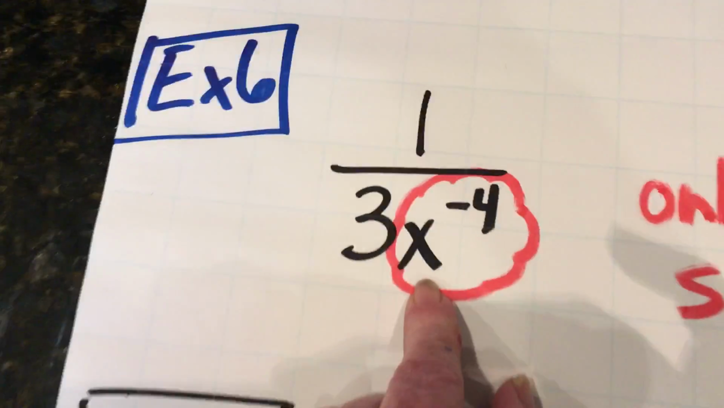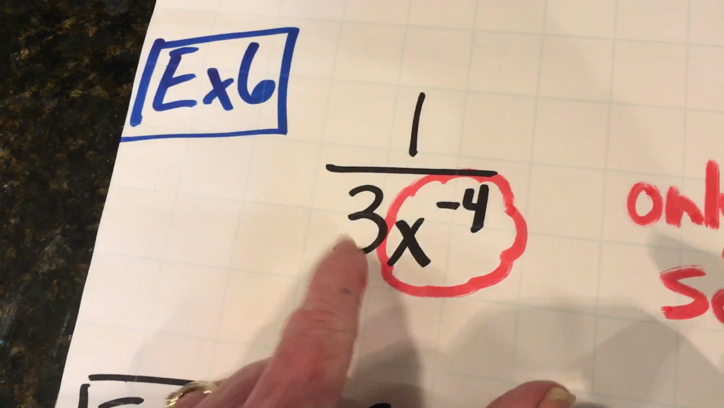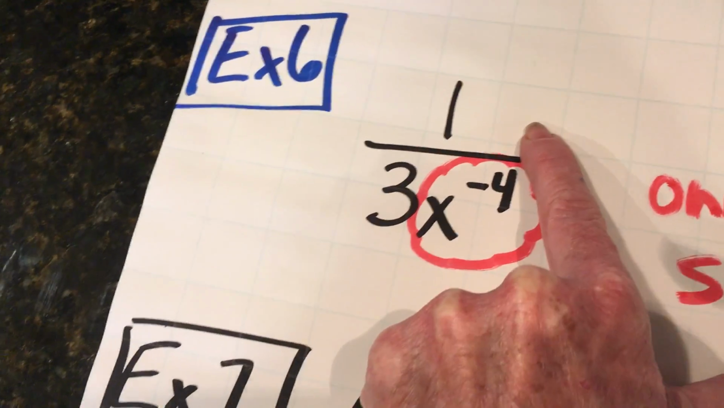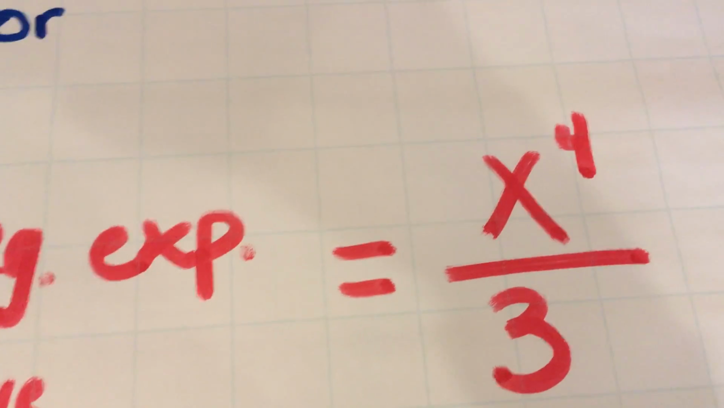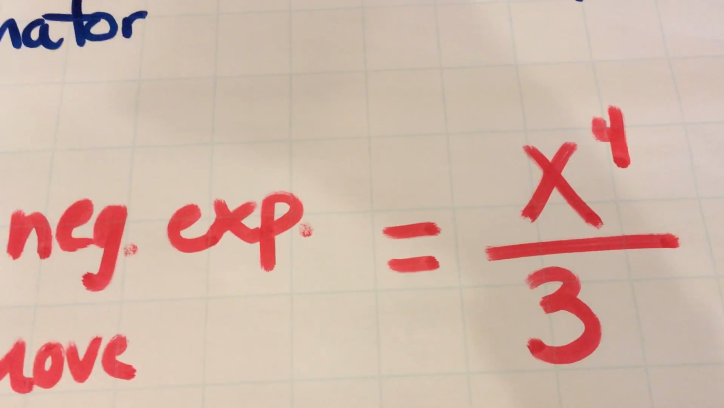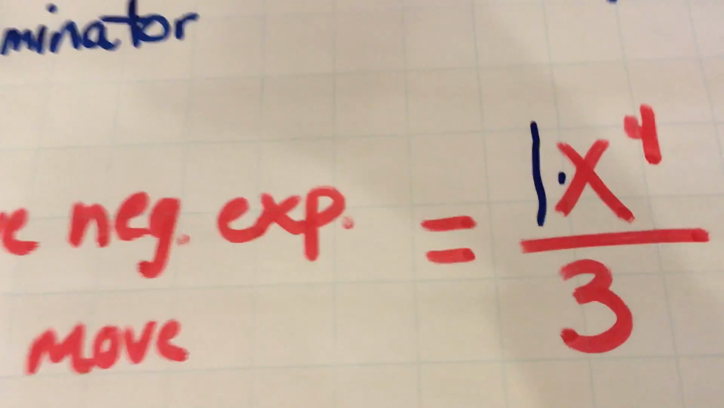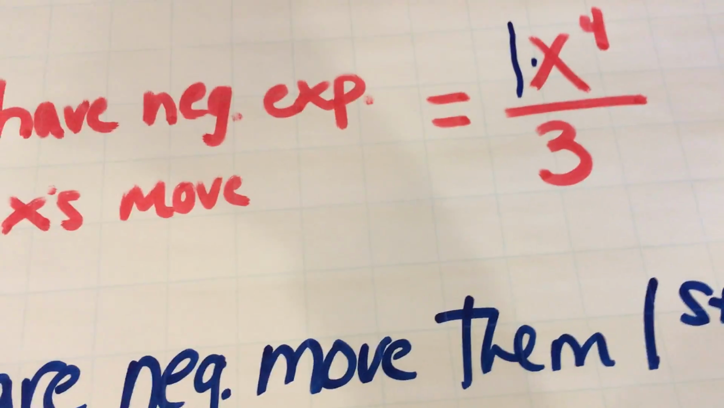So looking back at our problem, the 1 is going to stay in the numerator, the 3 is going to stay in the denominator, the x's want to move up to the numerator, so it becomes x to the 4th over 3. Or you could have left that 1 there that was already there, because it's just going to be 1 times x to the 4th. It's not going to change anything.